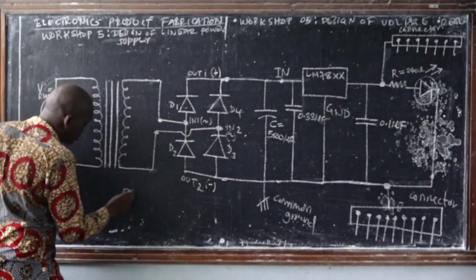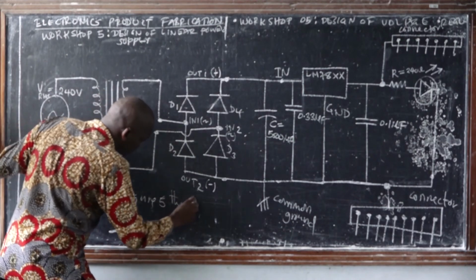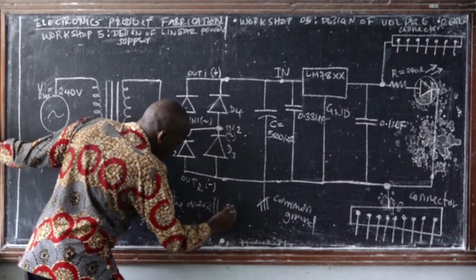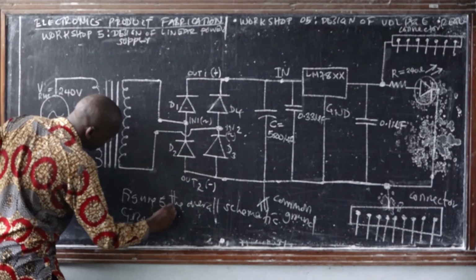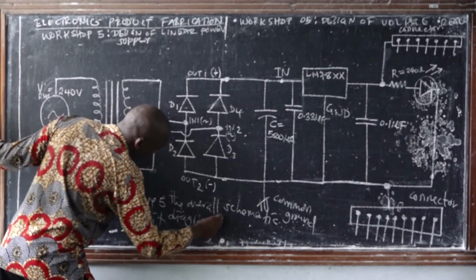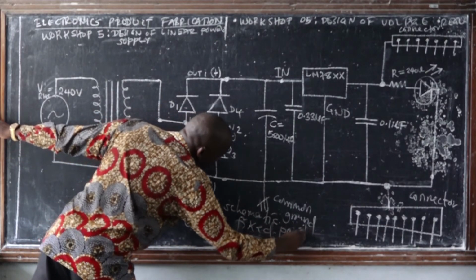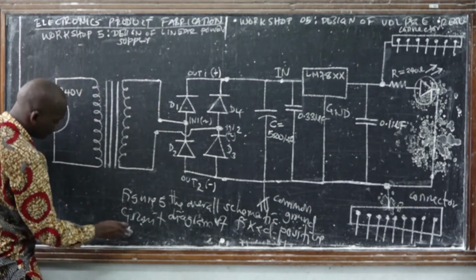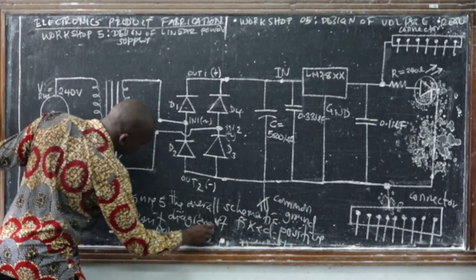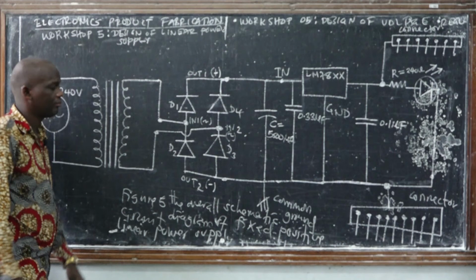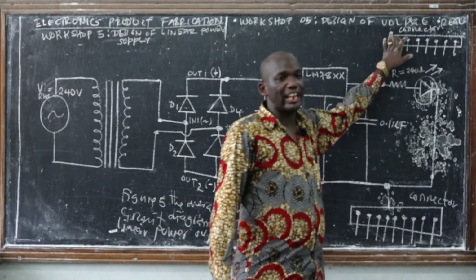So if that's the case, this is figure 5. Look at your neighbor, what is he or she doing? The overall schematic circuit diagram of fixed positive linear power supply. So what is the meaning of this connector and this connector?